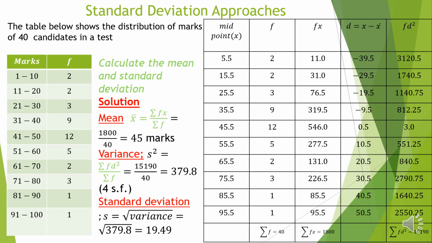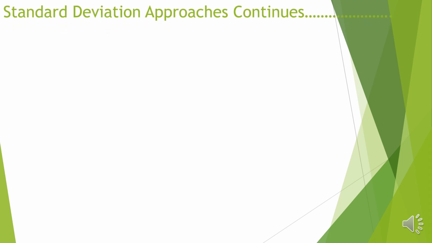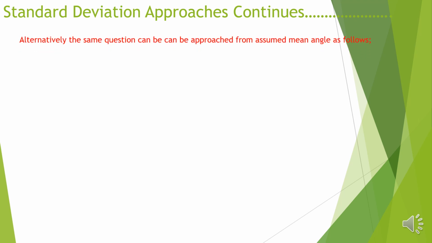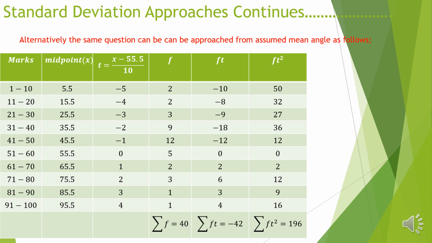So the same question, I'm going to do it using a different approach that is easier, with smaller numbers. The question still remains the same, that is the standard deviation. But here we have an alternative for the same question, and I'm going to use the assumed mean approach to see how this goes. So I'm going to tabulate the same data again.